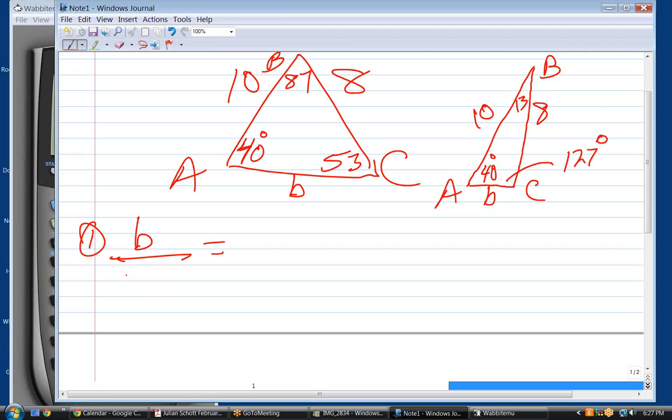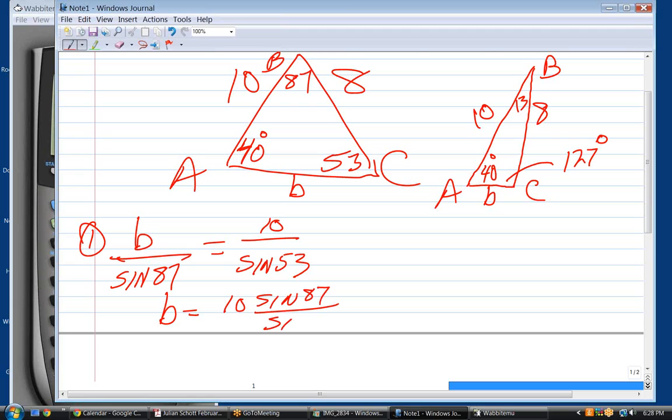Number 1B would be B over the sine of 87 equals 10 over the sine of 53. Okay. So this B is equal to 10 times the sine of 87 divided by the sine of 53.